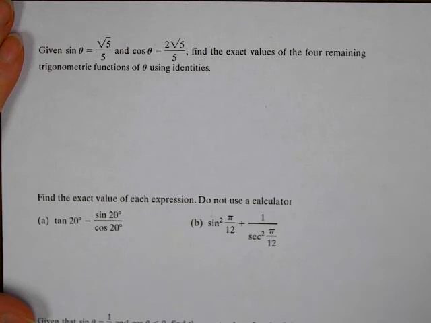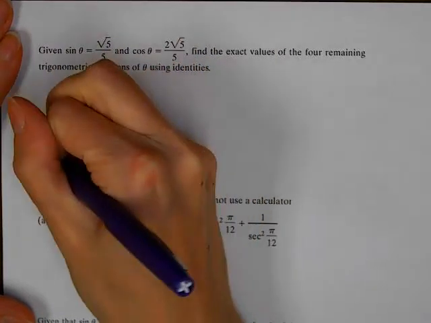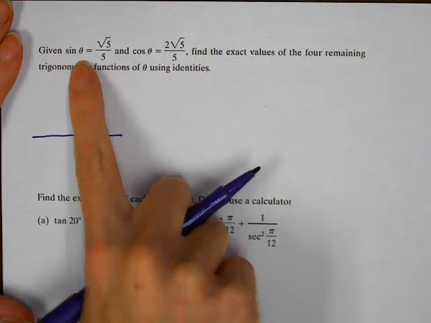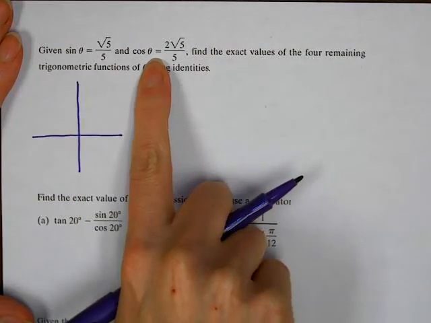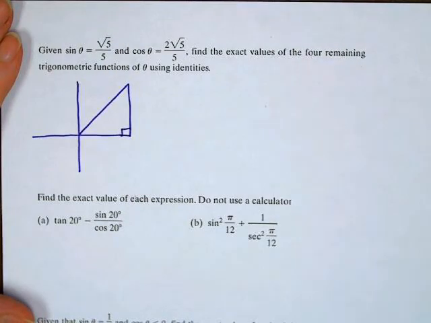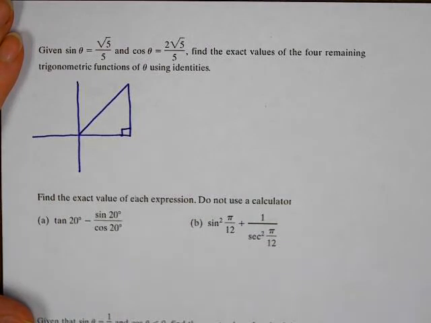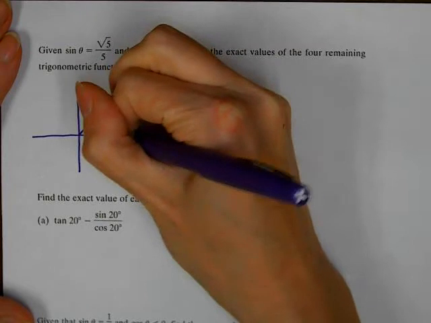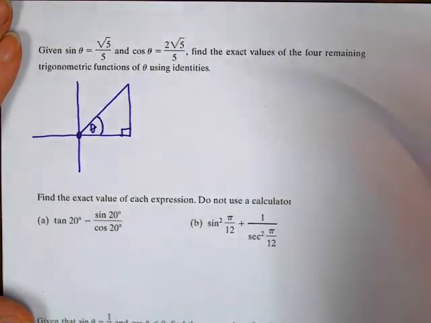So a couple ways to do this. I always like to draw a picture for these just to see what's going on. First of all, if sine and cosine are both positive, we must have a triangle in the first quadrant. Trig is all about triangles, so let's get in the habit of drawing these out. So we know sine, oh here's theta, theta is always coming from the origin.